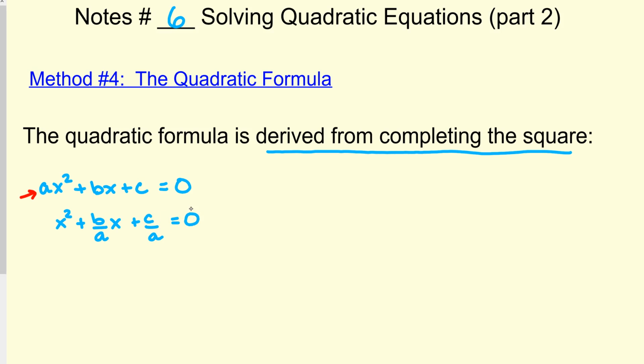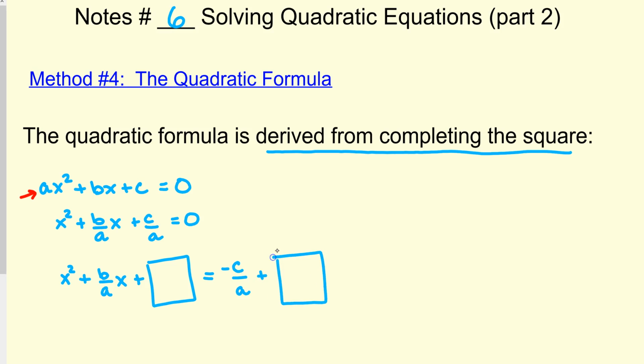Okay, now if you remember, the next step I like to do in the completing the square process is I like to subtract c over a to get it over to the right side of the equation, and I like to draw a little box which represents the space I'm keeping for writing in the number that completes the square. So we have negative c over a on the right side of the equation now, and then of course whatever we add to the left we're going to add to the right.